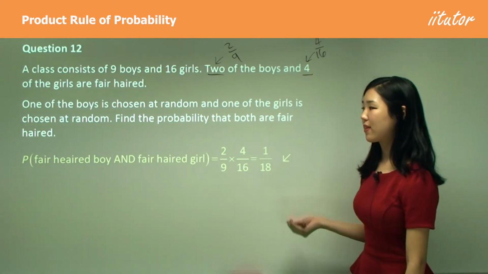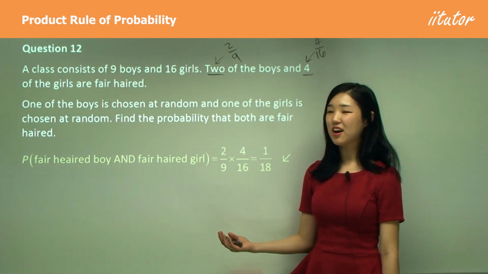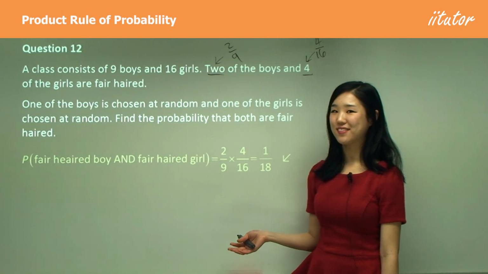For all these probability questions, I always want you to relate that or is plus and is times. That's it. Okay, so it's going to be very simple for any of these probability questions.